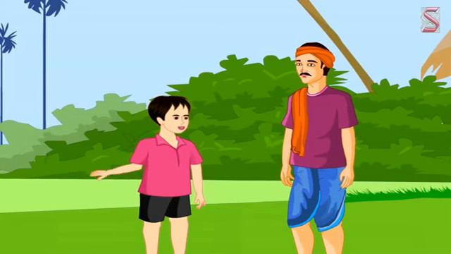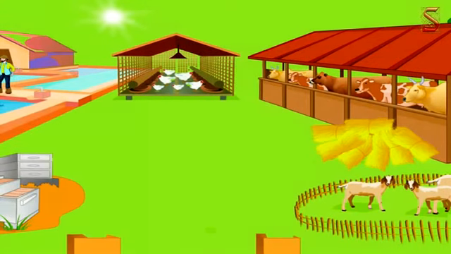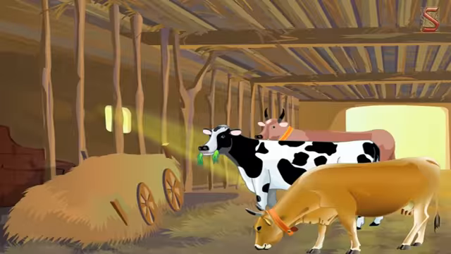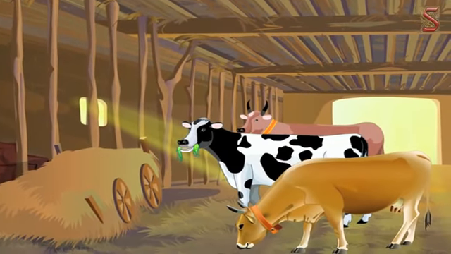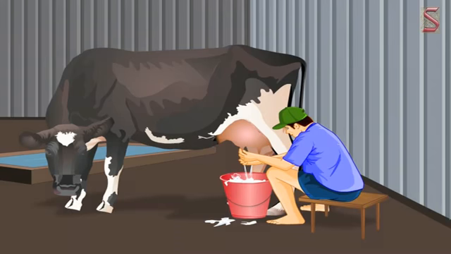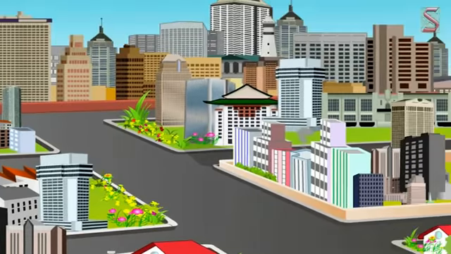Father, what are the non-farming activities? Dairy is one of the important non-farming activities in our village. People buy buffaloes and feed them grass, jawar and bajra fodder. The milk that is obtained is sold off in the nearby villages and cities.